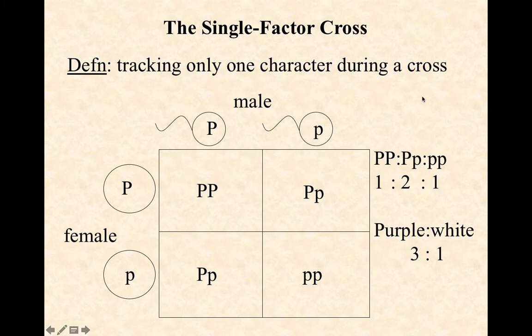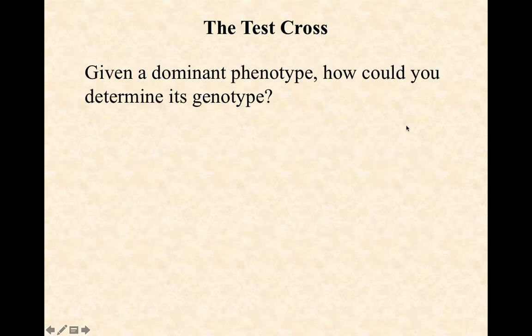Now, one of the questions that this brings up is, what if you're just looking at your plants and you see you've got 3 purple offspring? How do you know if they're homozygous dominant or heterozygous? What can you do? Well, we can do something called a test cross.